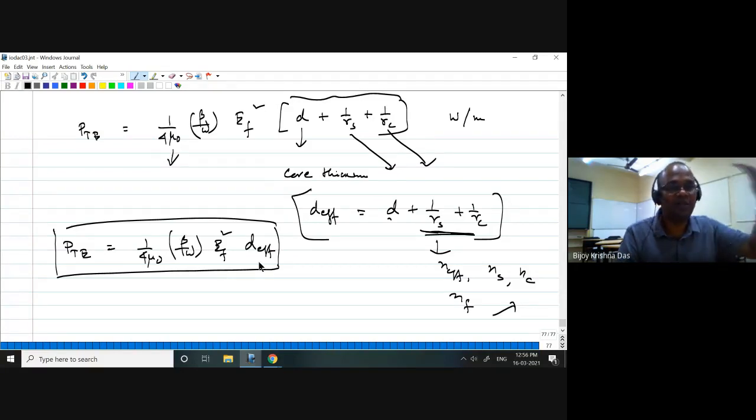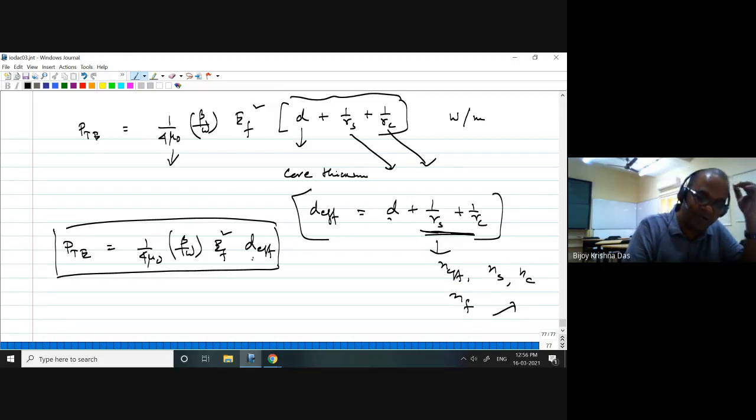If I want to think of another waveguide in the neighboring region, I should always keep in mind I need at least D effective thickness for this waveguide, and then I can think of bringing in other things. You can try to find out the expression for P_TM. This part will be a little bit different. You derive it yourself. Home task.